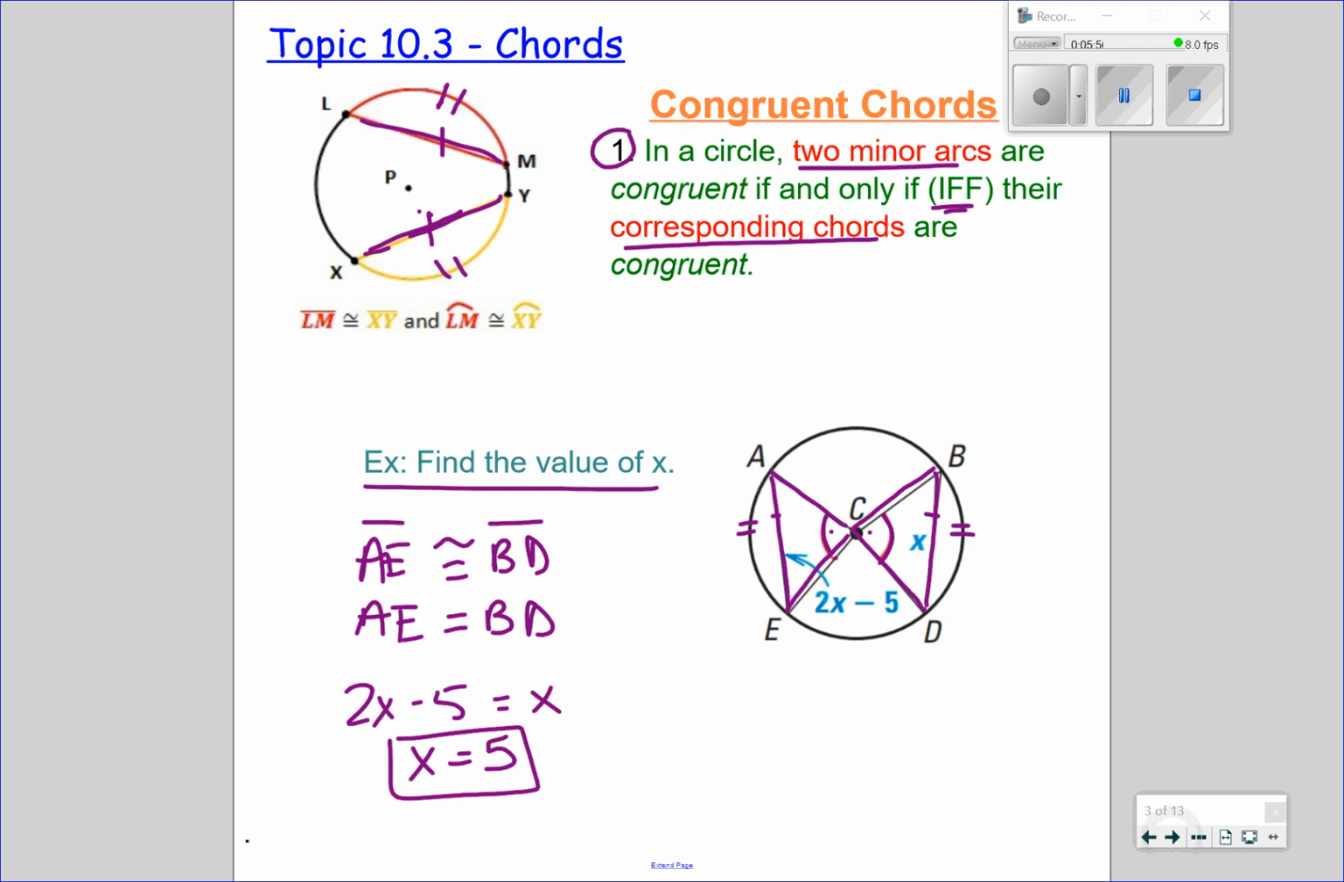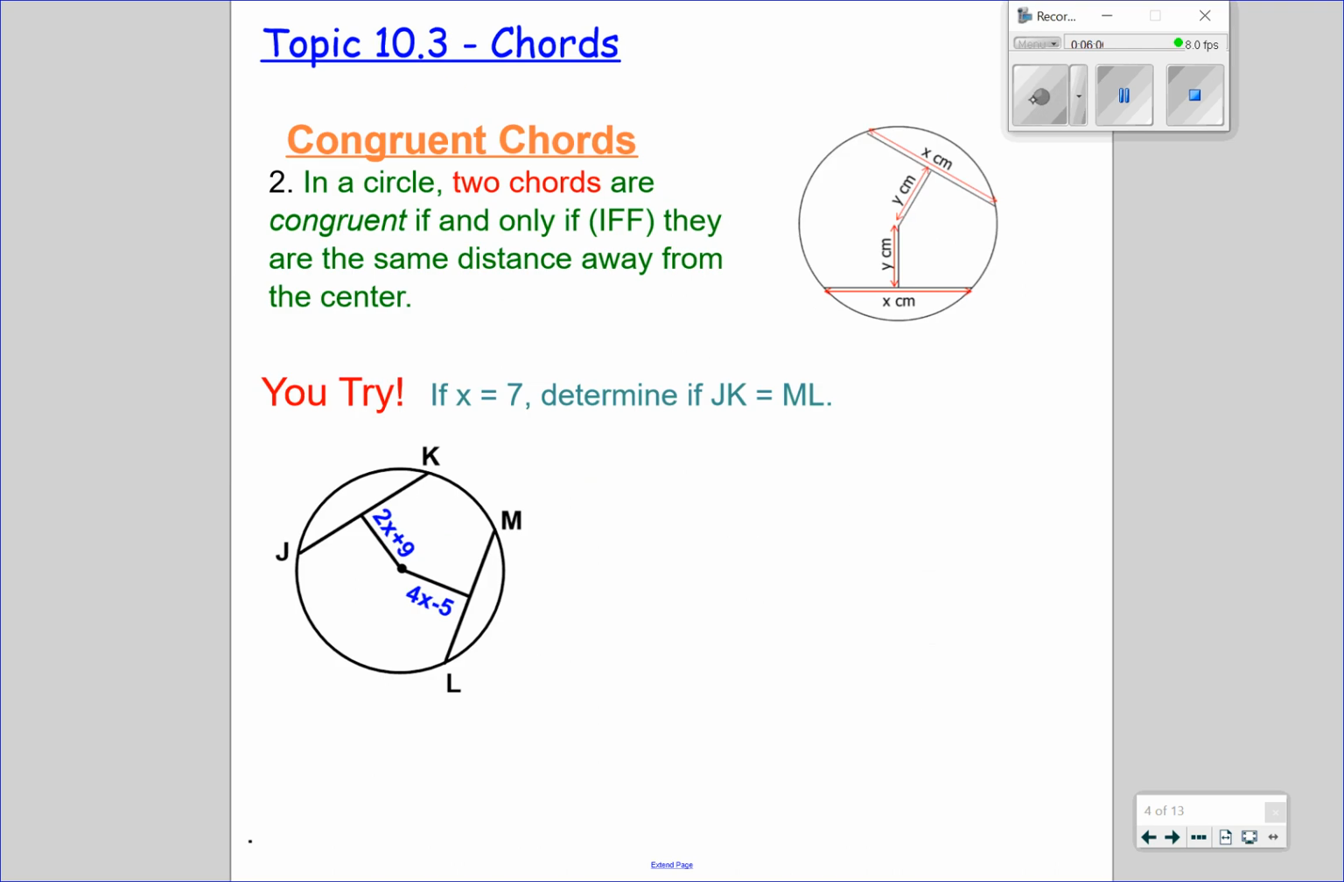Let's look at the second big idea with congruent chords. Our second big idea says that chords are congruent if and only if they are the same distance away from the center. So if this was our center point right here, and these distances were equal to each other, or congruent, that would mean that this chord has to be congruent to this chord. So if we look down here, we're determining if JK is equal to ML.